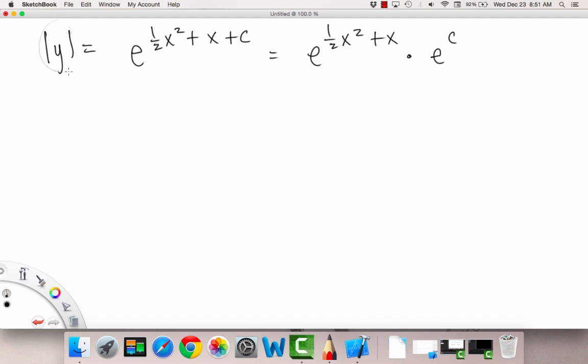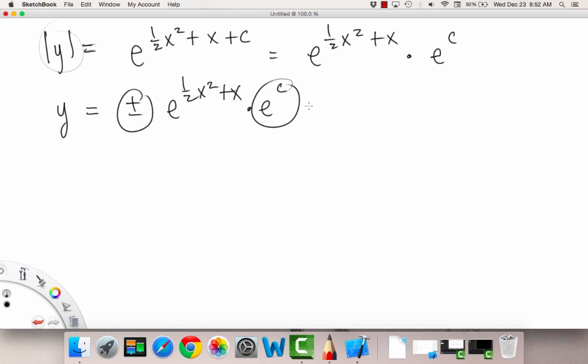In order to get rid of this absolute value sign, all we have to do is stick a plus or minus sign in front of whatever's on the right side. So y is equal to plus minus e to the 1/2 x squared plus x times e to the c, and we can combine this with this and make that into an arbitrary constant A. Both of these combine to make a new constant, just to make everything look nicer: plus or minus e to the c.